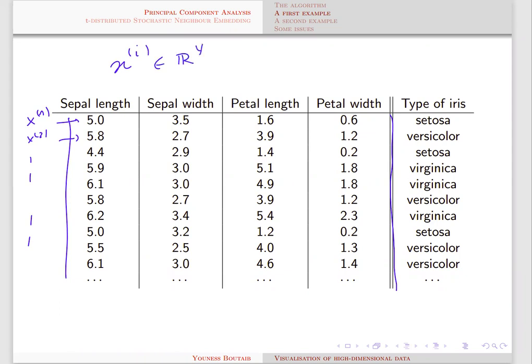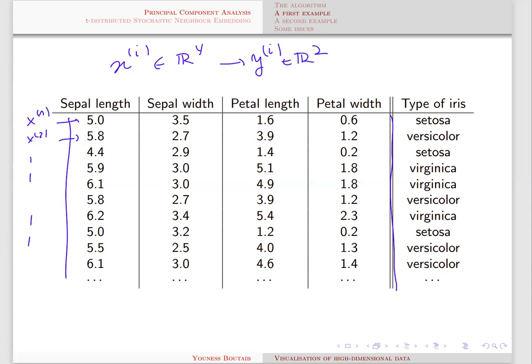We're not specialists in botany, but as engineers and statisticians, we should try and analyze this data. And a good starting point is to try and visualize it using PCA. So we can, for example, reduce the number of features to 2.